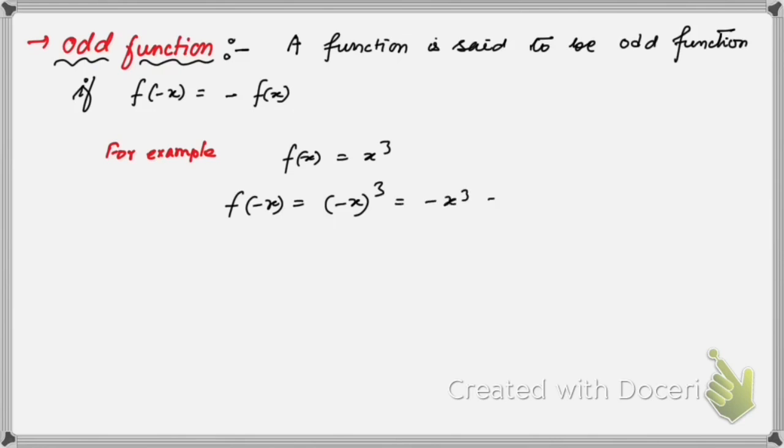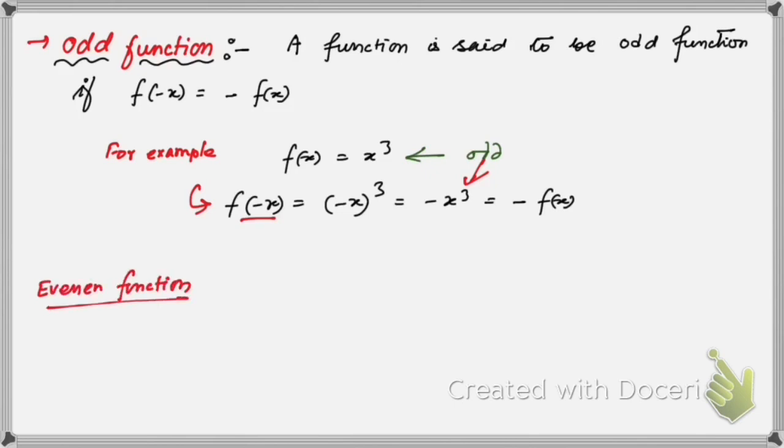Minus x cube is nothing but minus f of x, because x cube is f of x, right? So here you see we have got f of minus x is equal to minus f of x. This kind of function is known as an odd function, right?